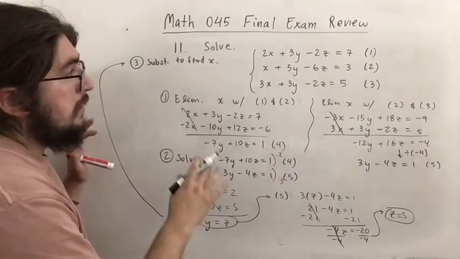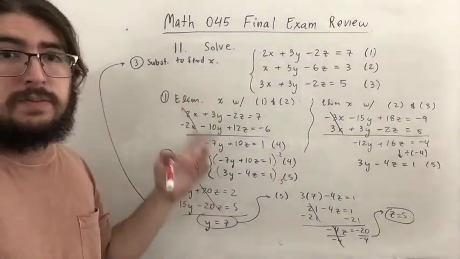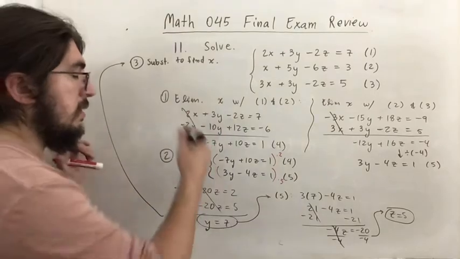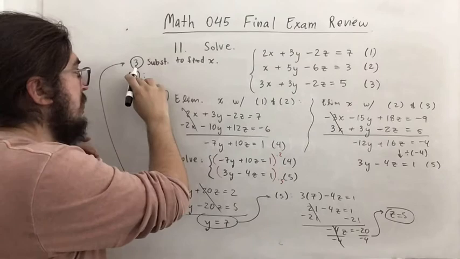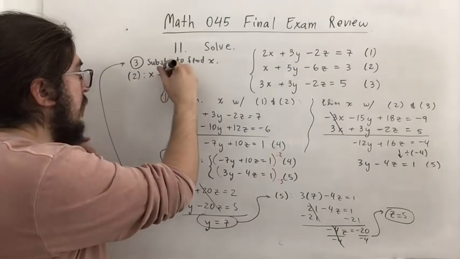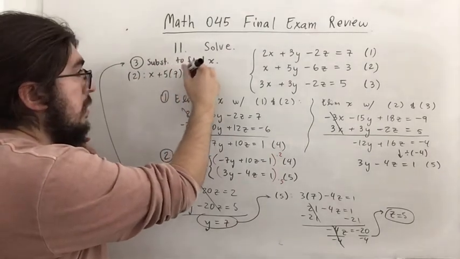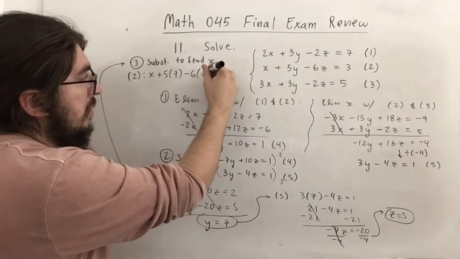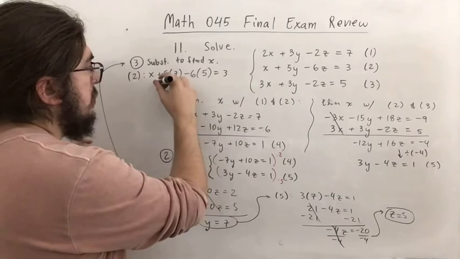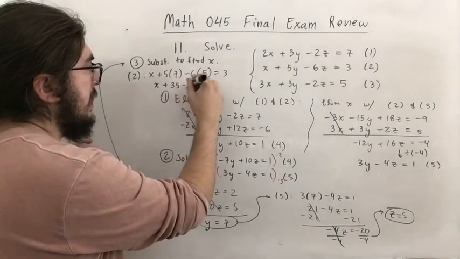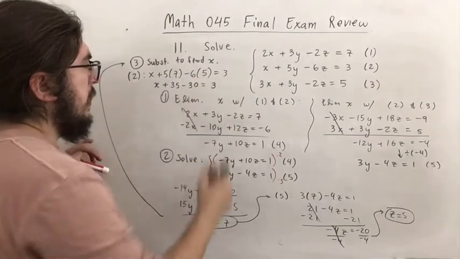So let's plug into equation 2. X is by itself. It has nothing in front, so we don't have to divide by anything there. So for equation 2, we get x plus 5y. We found out the y was 7. Minus 6 times z, we found to be 5, equals 3. So altogether, that's x plus 35 minus 30 is equal to 3.